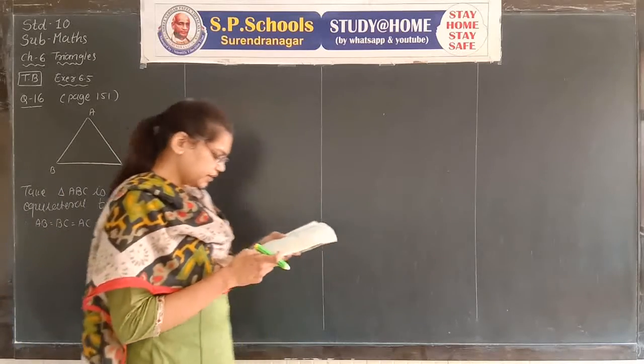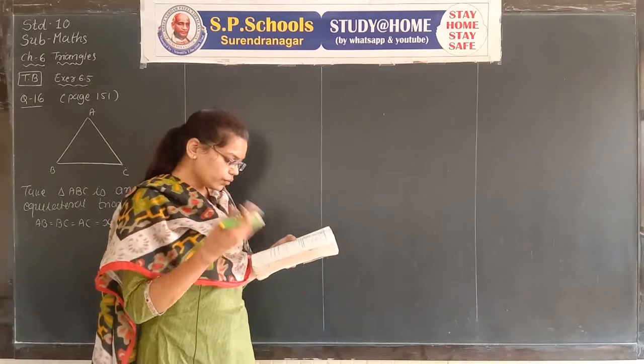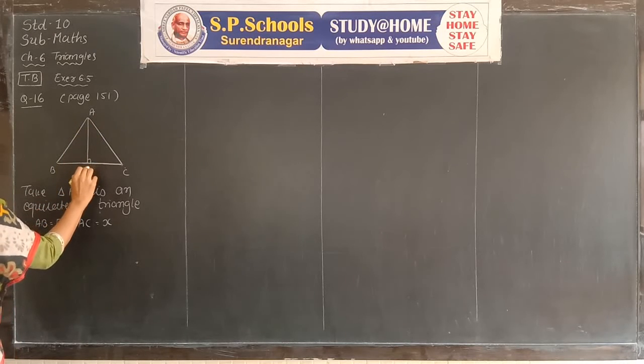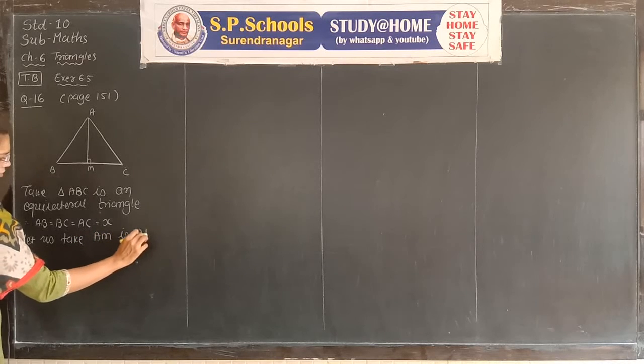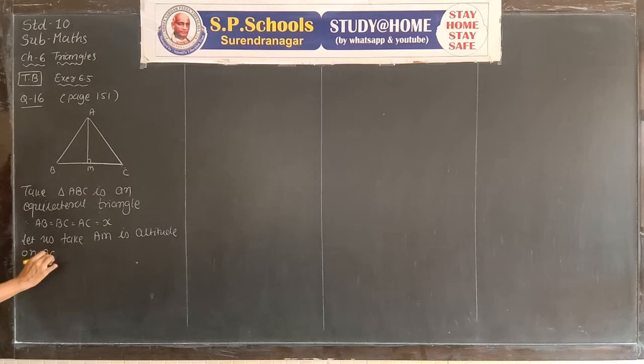We need to prove that 3 times the square of one side is equal to 4 times the square of one of its altitudes. Let's draw AM perpendicular to BC. Let us take AM as the altitude on BC of triangle ABC, AM perpendicular to BC.